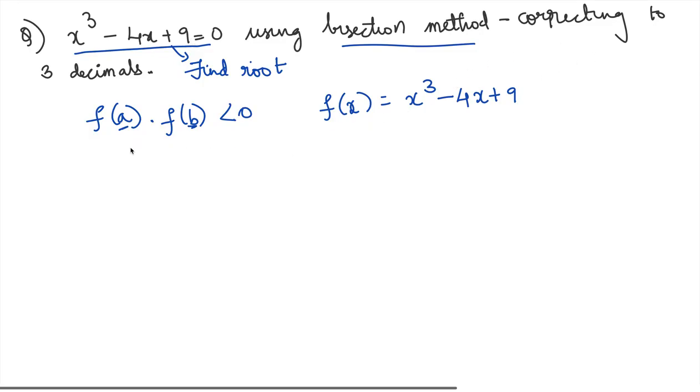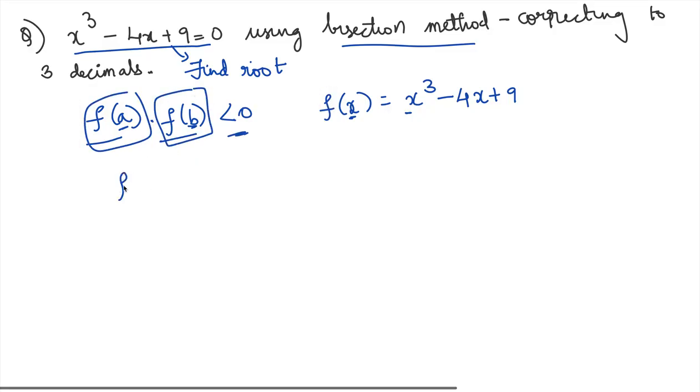So we know that the first step is we have to find two numbers a and b such that f of a into f of b will be less than 0. Okay, so we should keep substituting numbers in place of x, and we have to find any two numbers where f of a into f of b will be less than 0. So one of these should be negative and the other one should be positive.